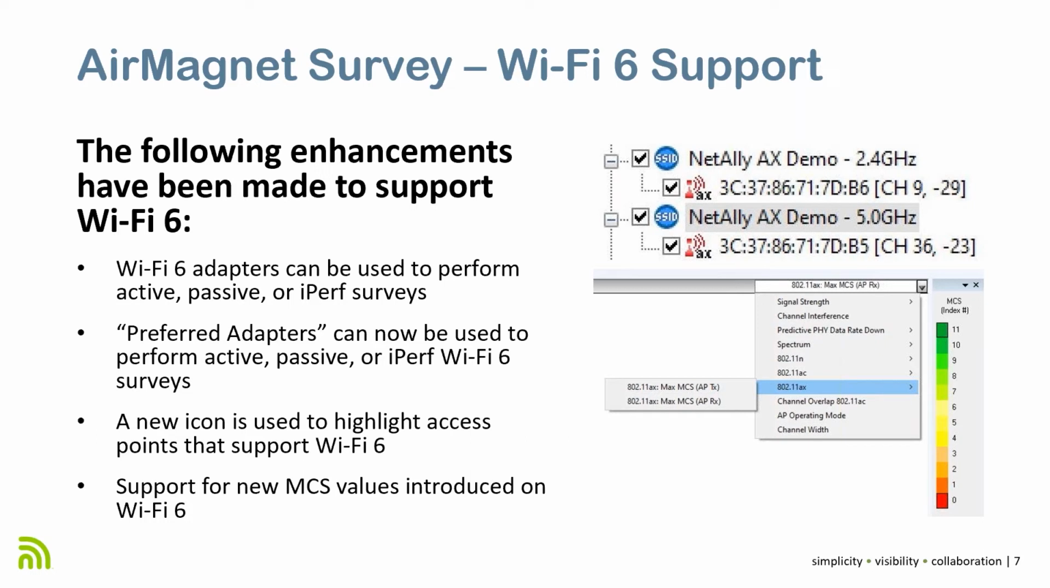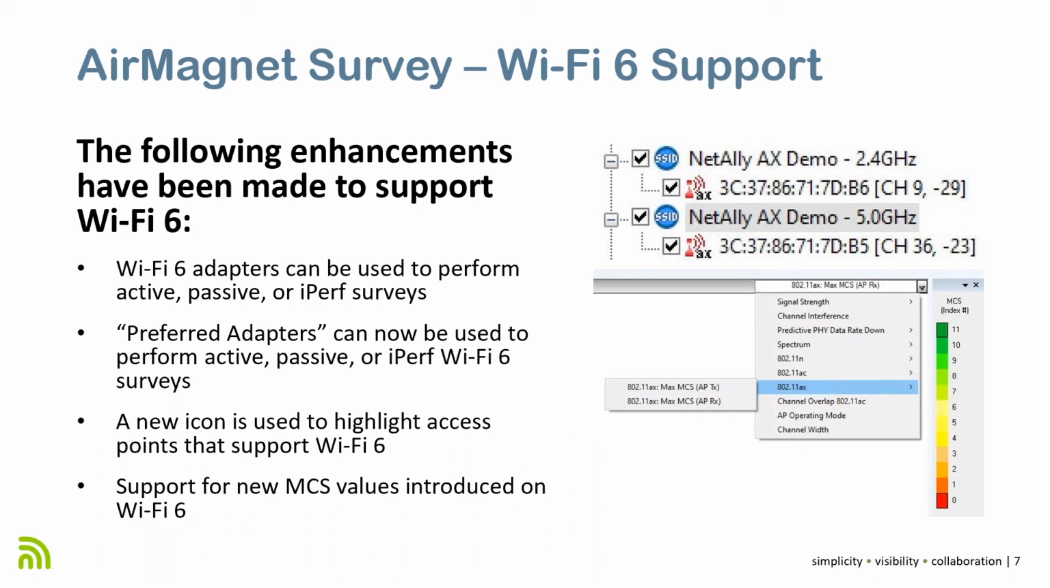So with this update, you will now be able to use a Wi-Fi 6 adapter to perform active, passive, or iPerf surveys. Yes, I do understand that there's not a lot of Wi-Fi 6 adapters out there yet. Still, if you have one, let's say, for example, the Intel AX200, which is an internal one, you can use it to perform a survey now.